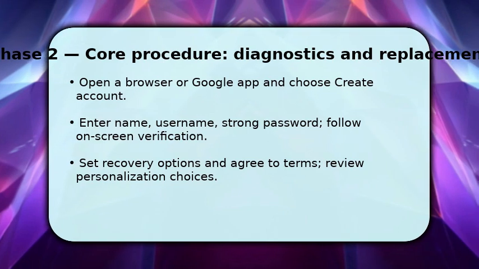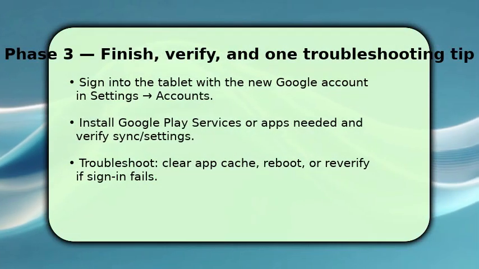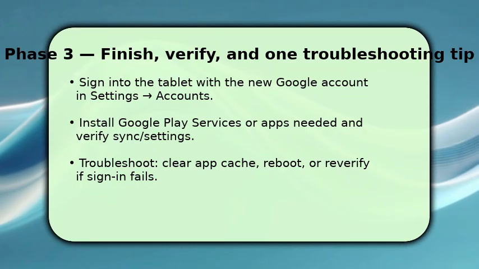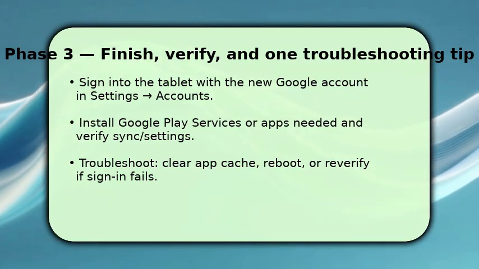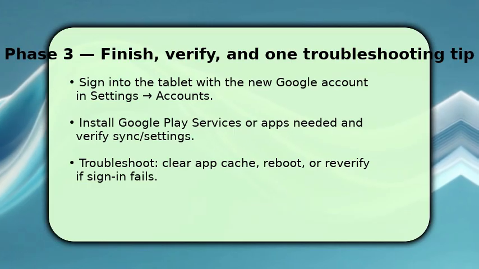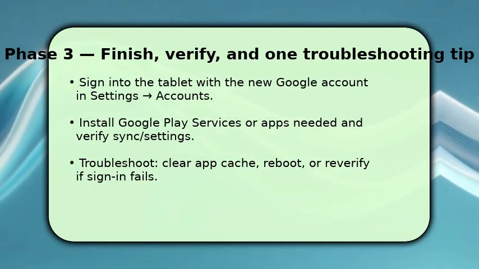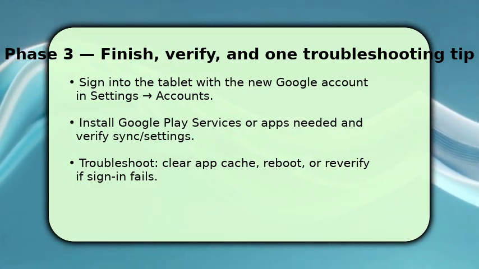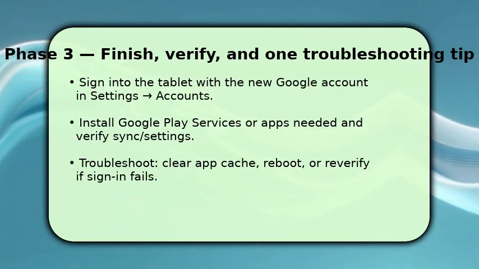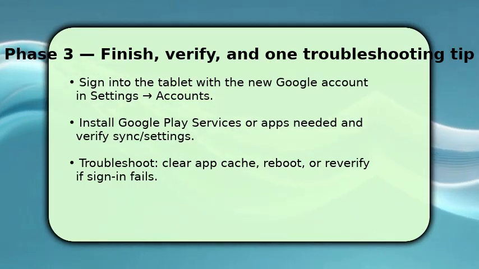After creation, sign into the Fire tablet. Go to Settings, choose Accounts, and add your new Google account so apps can sync. Once signed in, install any required Google app or Play services and confirm sync is enabled for Contacts, Calendar, and Drive. Make sure notifications and permissions are set the way you want.